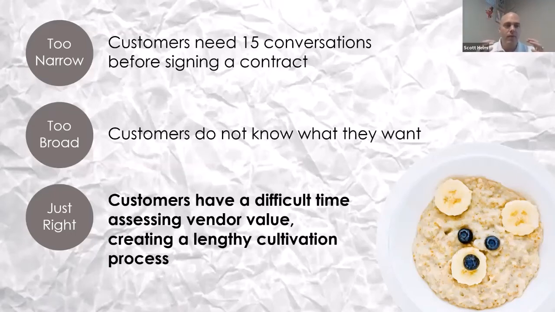And so now we have a problem statement that has sufficient detail, but isn't so detailed that it's written in the 15 conversations before signing a contract. Because if we look at the too narrow one, what that would lead us to do from a solutions perspective is we would just go have 15 conversations and then we solve the problem. Maybe, but are they the right conversations? Why do we need to have 15 conversations? And the just right one talks to that. What we really need to do is help our customers assess the value of what we're doing. And if we can do that quicker, then we will also shorten the cultivation process.